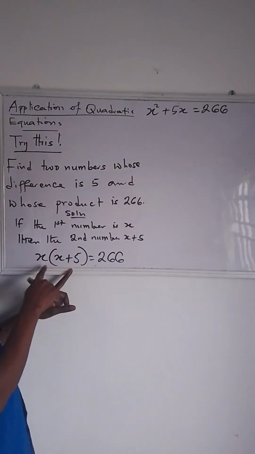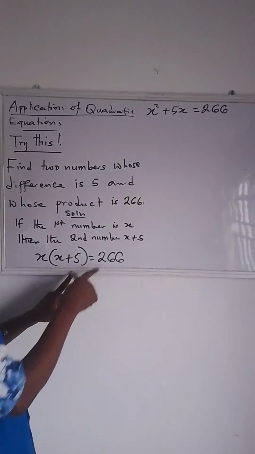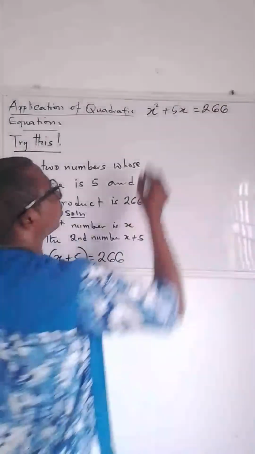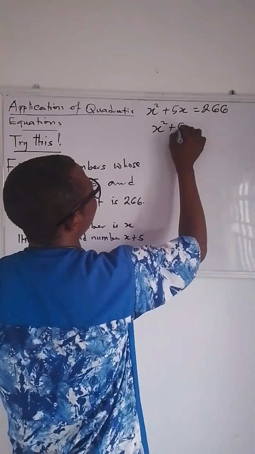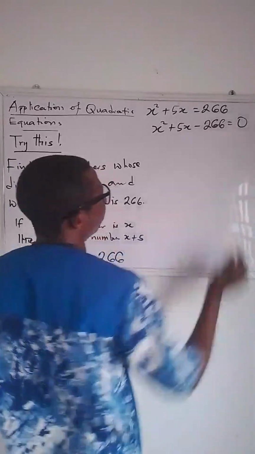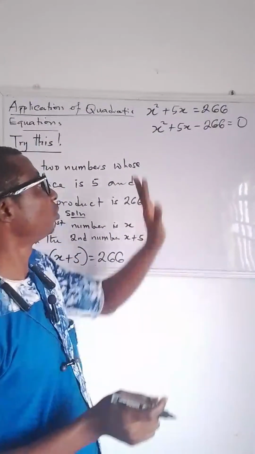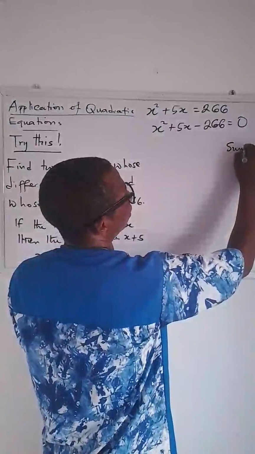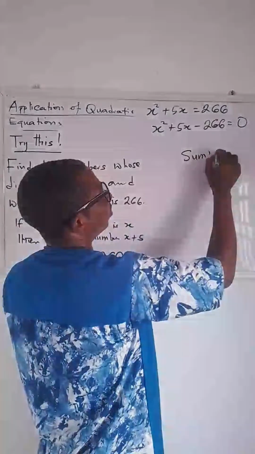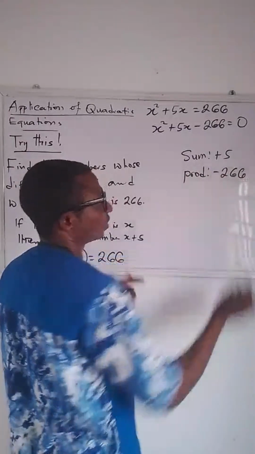Can you see that? When you open this bracket, x times x, we have x squared. x times 5, we have 5x, equals 266. Now let us move this one to this side. So you have x squared plus 5x minus 266 equals 0. Now we need two numbers such that when you multiply together, it gives us minus 266. Okay, you write the sum first. Let us not rush because of our time. So the sum is plus 5 and the product is minus 266.